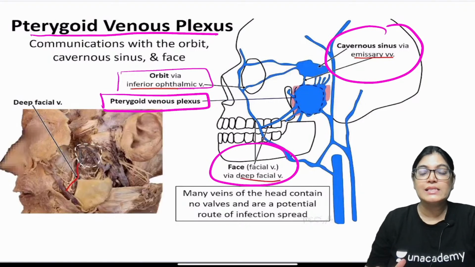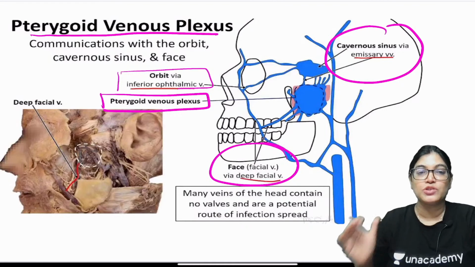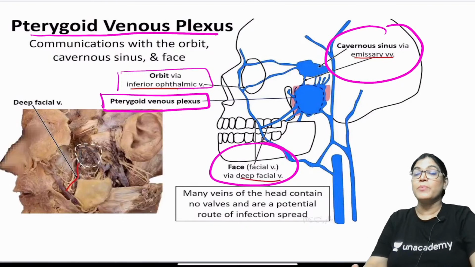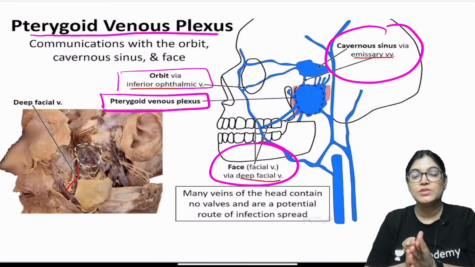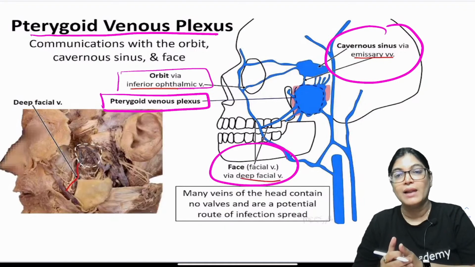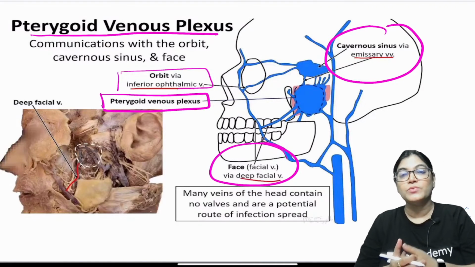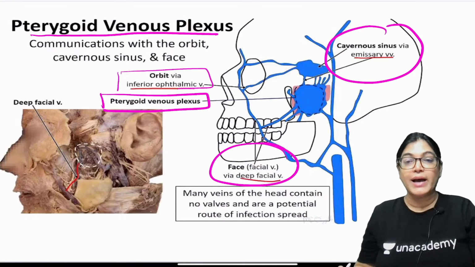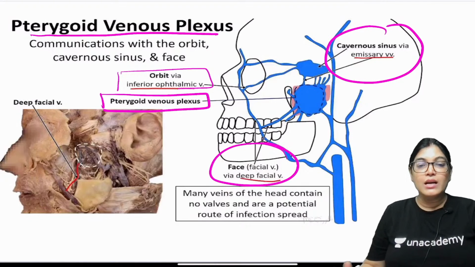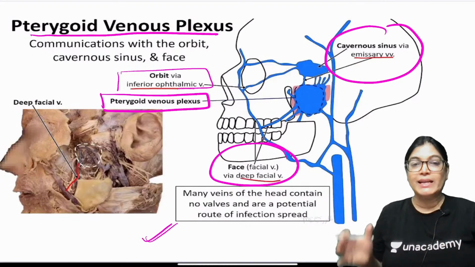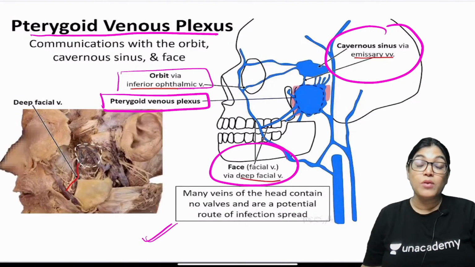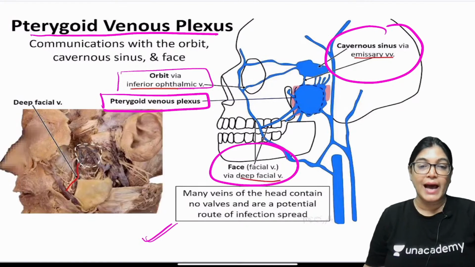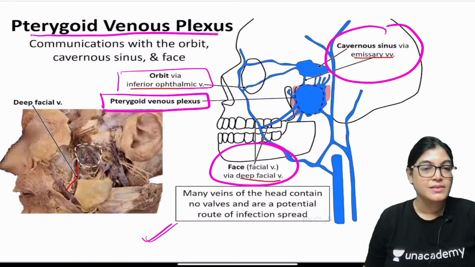So in this diagram, you can clearly see the communications of the pterygoid venous plexus: with the orbit via the inferior ophthalmic vein, with the facial vein via the deep facial vein, and with the cavernous sinus via emissary veins. Why is it important? Many veins are there, and this forms a potential route of infection because they have got no valves.